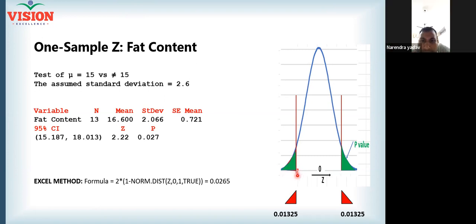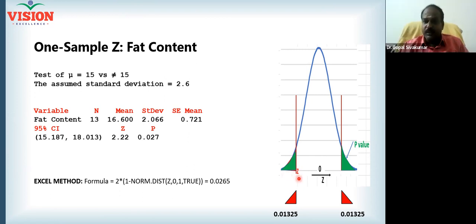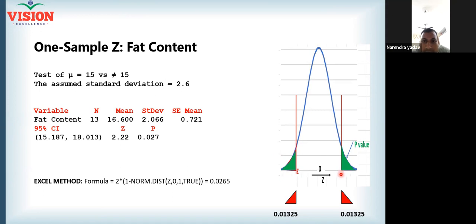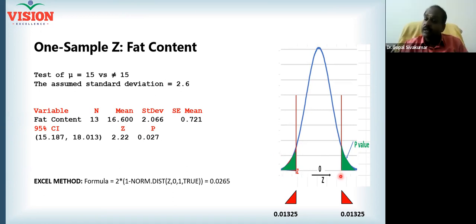Are you able to see the Z-score here? On the left also a Z-score is available, and on the right also a Z-score is available. You have the Z-score here, and you also have the Z-score here. Am I right? Yes, sir. How much is this value? 2.22.